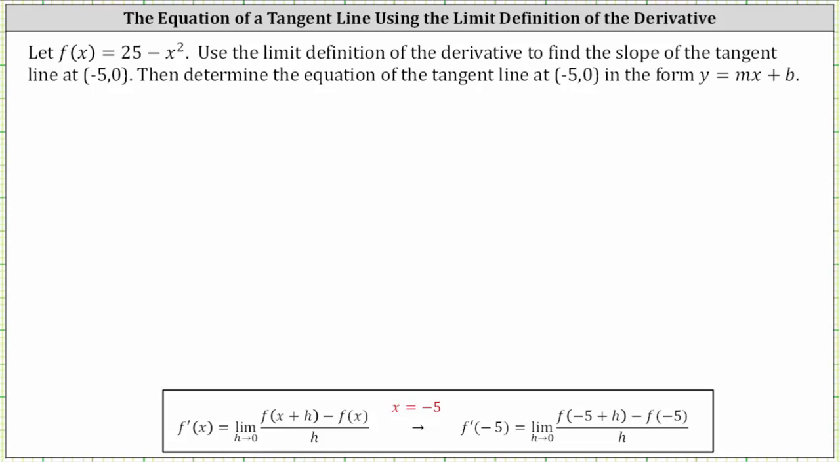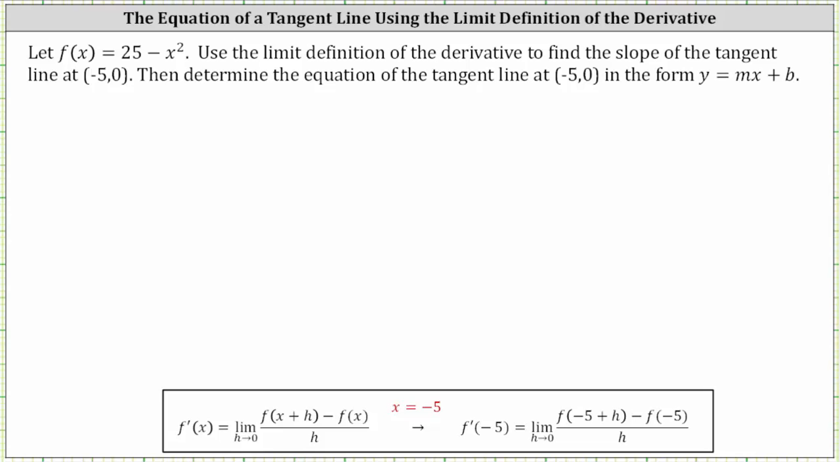Let f of x equal 25 minus x squared. Use the limit definition of the derivative to find the slope of the tangent line at negative 5, 0. Then determine the equation of the tangent line at negative 5, 0 in the form y equals mx plus b, which is slope-intercept form.